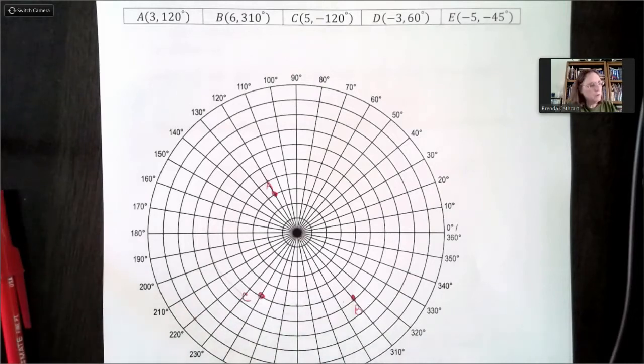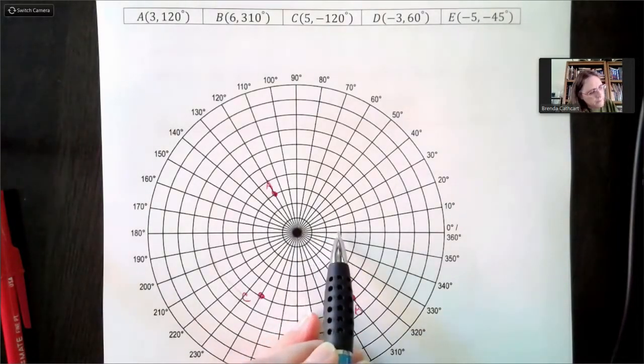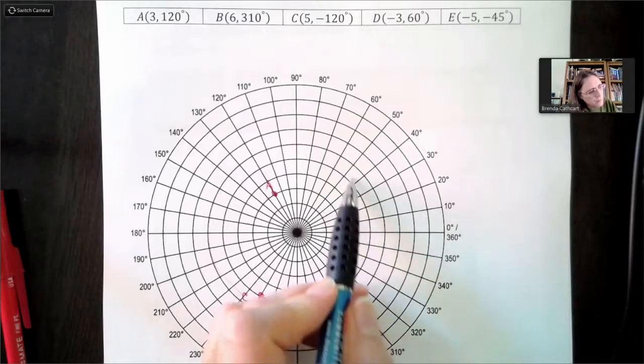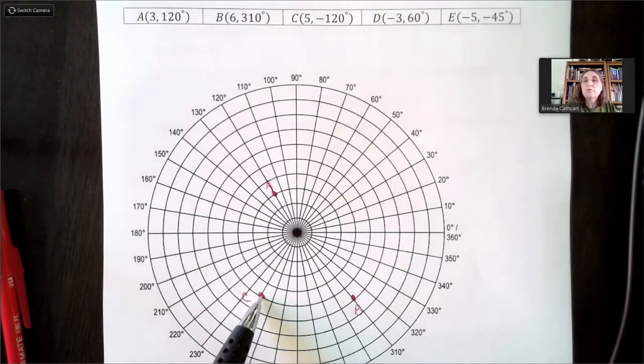Notice, by the way, that we could have gotten to point C by moving counterclockwise instead of clockwise. We could have come out to radius 5 and moved around the circle counterclockwise 240 degrees, and we would have ended up in the same place.